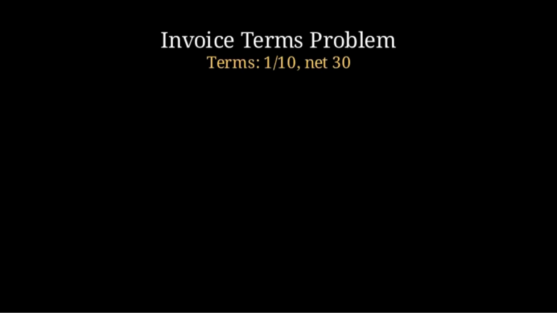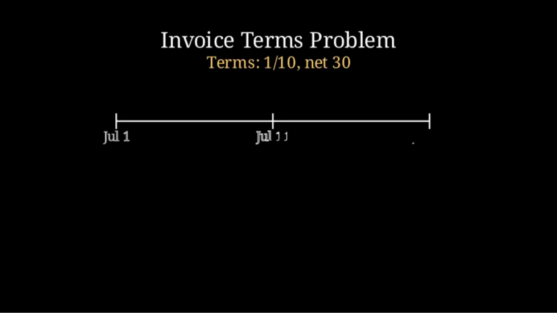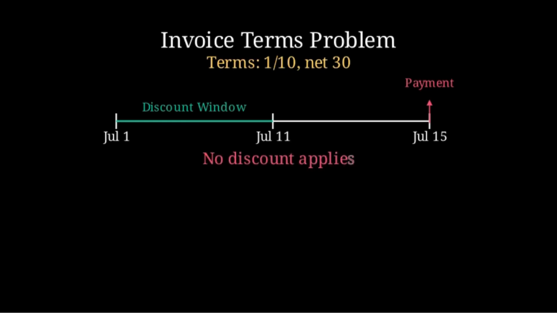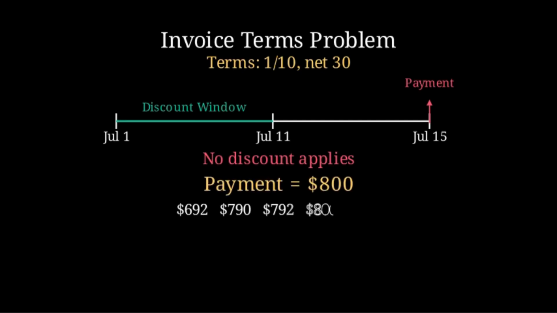The invoice date is July 1st. The discount window ends on July 11th. The payment happens on July 15th, which is after the discount window, so no discount applies. Since the discount period has passed, the company must pay the full invoice amount, so the payment is $800.